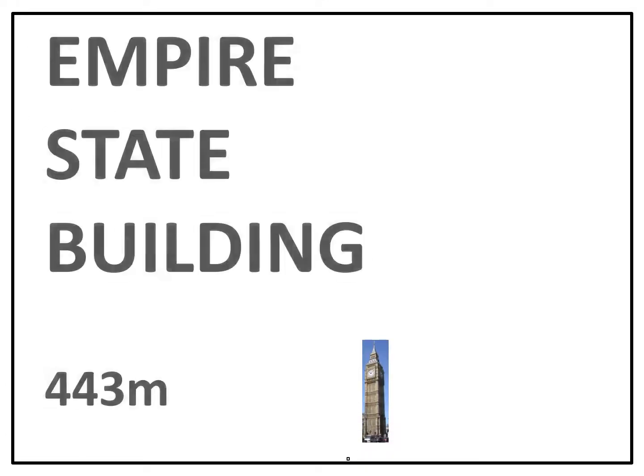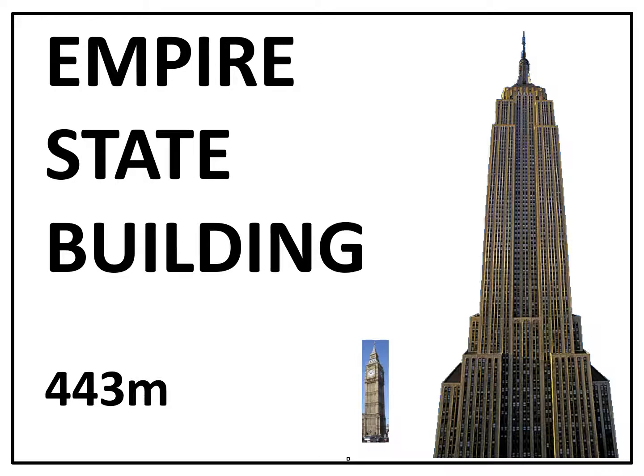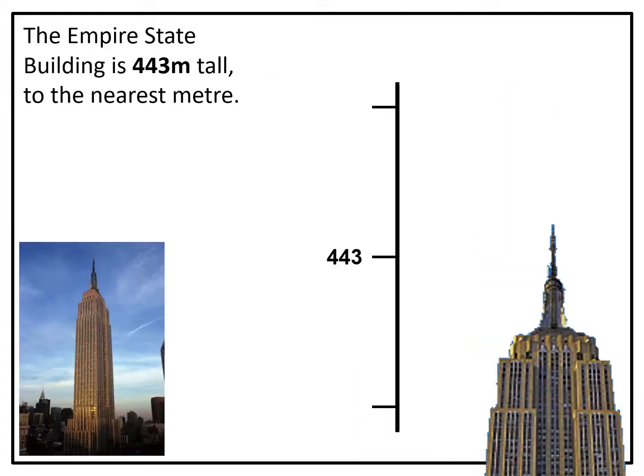Let's look at another example, this one being the Empire State Building, which measures apparently 443 meters, an awful lot taller than Big Ben that's shown there. If I was looking to see what the absolute error for this would be, I'd look at the measurement. I can see that it's measured to the nearest 1 meter here, and so the absolute error would be half of 1 meter, or 0.5 meters.